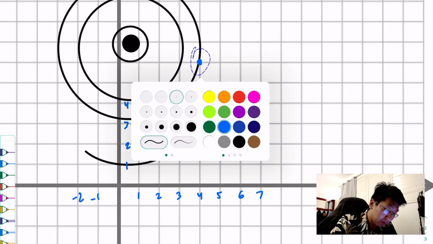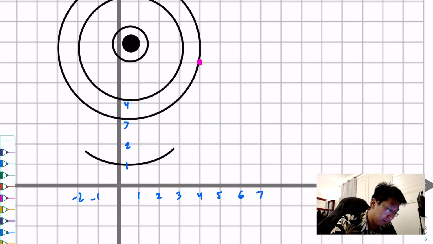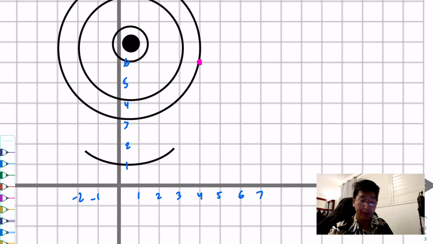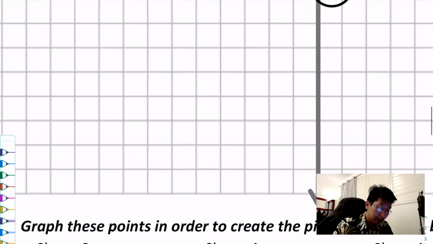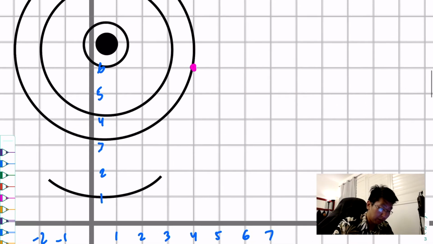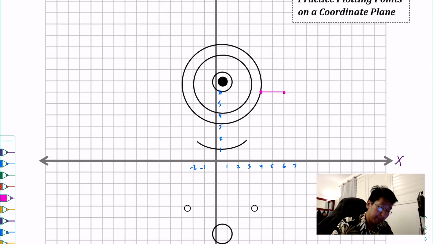I'll use pink. So we know that this is 4 on the x-axis, 6 on the y-axis. That's where we plot our point. Next point is at 6, 6. So I'm going to go over to 6 on the x-axis, 6 on the y-axis. That's right here. And I'm going to draw a line from the first one to the second one.